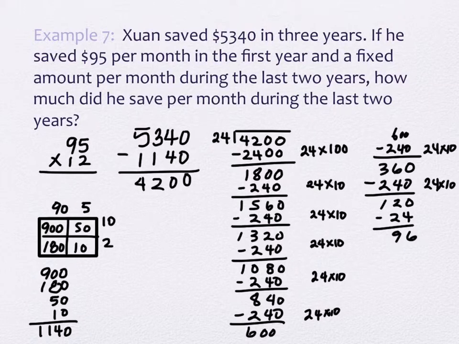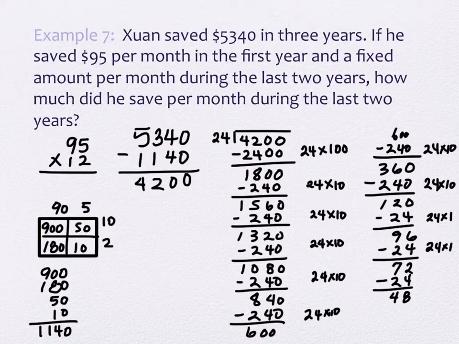So 96. So this is 24 times 1. 24 again would give me 72. 24 again. 48. We're getting really close. 24 again. And again, and then we're at 0.